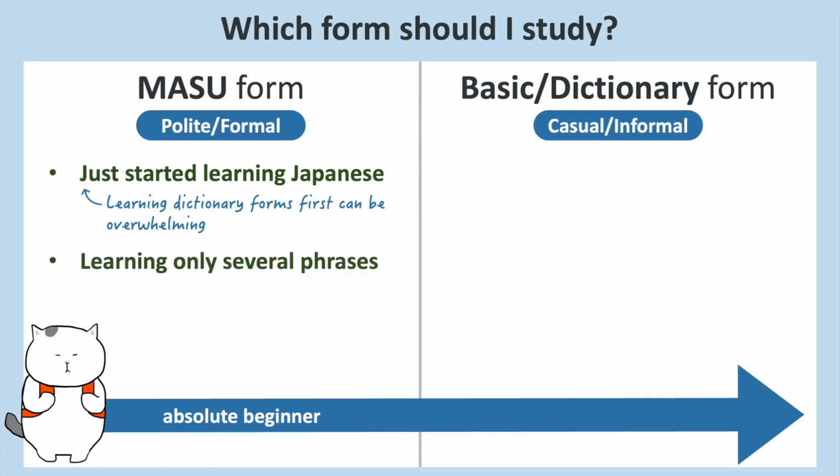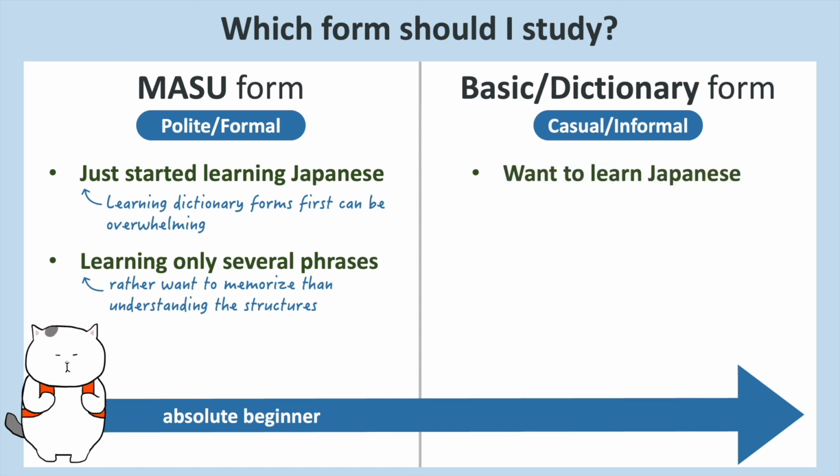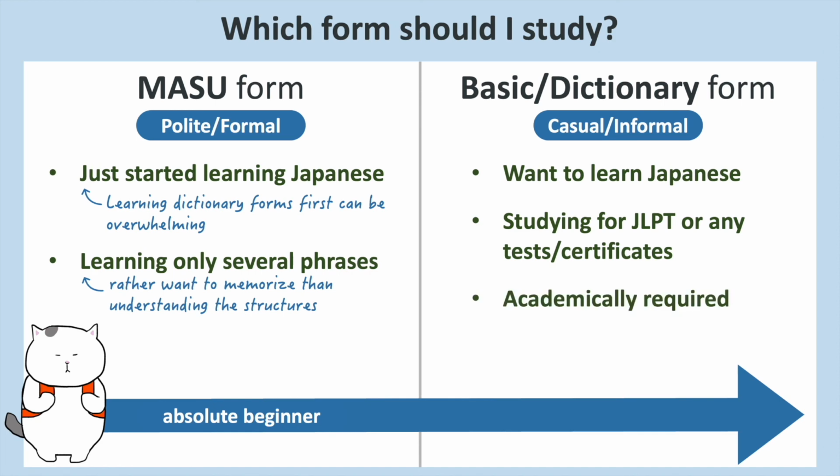For people who are just learning Japanese only for several phrases, for a temporary purpose like a trip to Japan, learning the whole verb structures and conjugations can be too much. For people who want to learn Japanese possibly for JLPT or any tests, or people who are taking a class that requires students to learn verb conjugations, it's critical to study the dictionary forms to move to the next level.